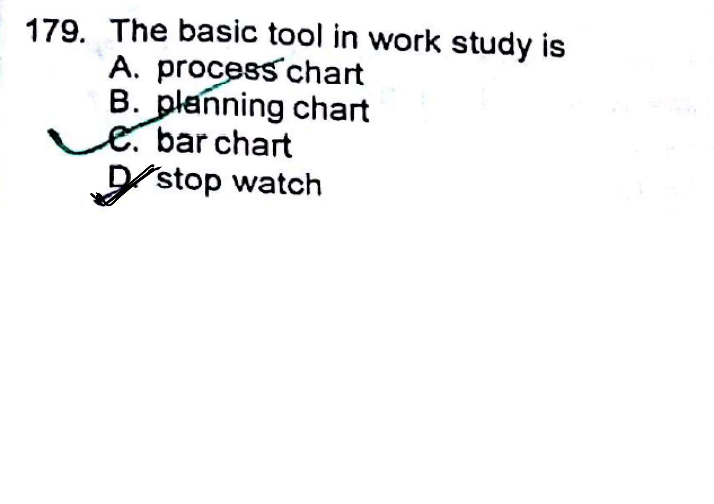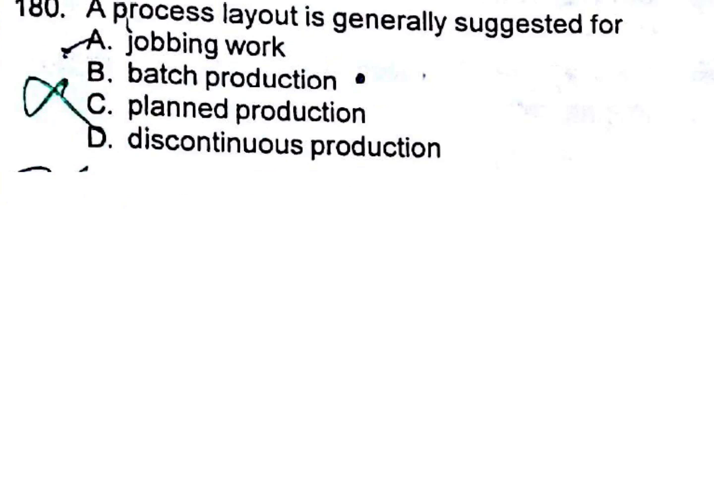A process layout is generally suggested for A. Jobbing work, B. Batch production, C. Plant production, D. Discontinuous production. This one I already discussed so many times in my objective mechanical videos and ISRO also. You can check it. Process layout and product layout. Process layout is suitable for batch production and product layout is suitable for mass production. Both I already discussed, so you can check them.